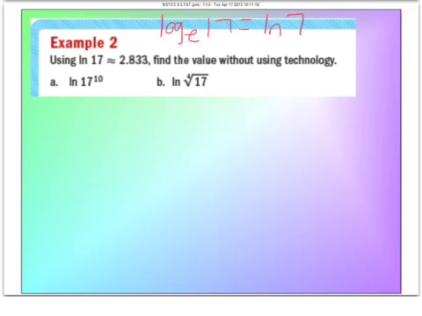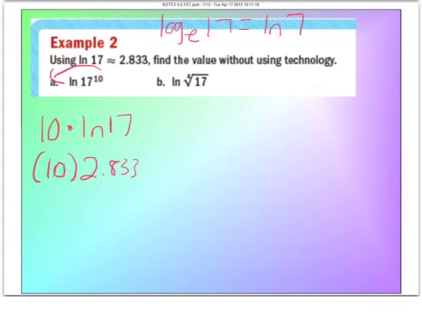All right. Use this without a calculator. It's pretty easy. This is an exponent. It comes forward. So this is the same as 10 times the natural log of 17. Well, the natural log of 17, they told us. When you times anything by 10, the decimal is just going to move over. This answer is 28.33.